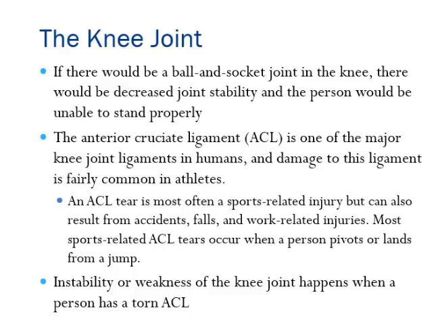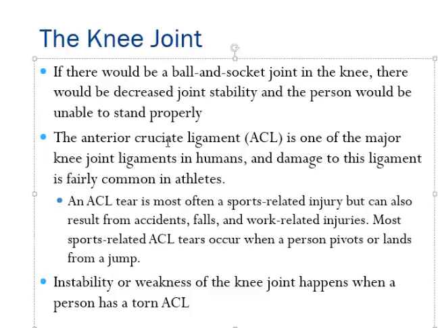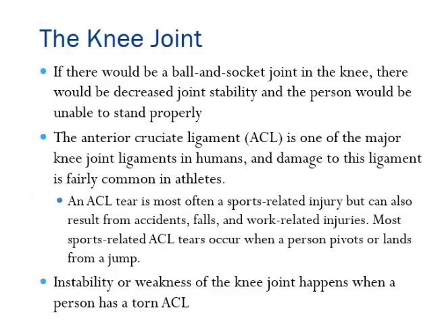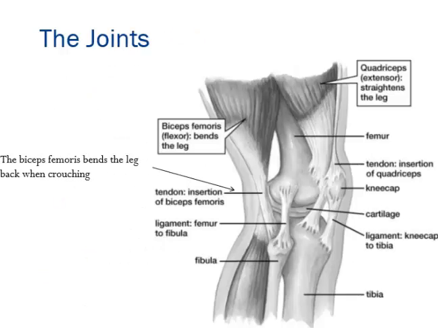One thing that very often gets injured is the anterior cruciate ligament, the ACL, one of the major knee ligaments. Damage to this ligament is very common in athletes because athletes put a tremendous amount of stress on the muscles in their feet, knees and lower bodies. So an ACL tear is very often a sports-related injury, but can also result from other types of injuries. When a person has a torn anterior cruciate ligament, it's much more difficult for the skeletal structure to maintain stability.